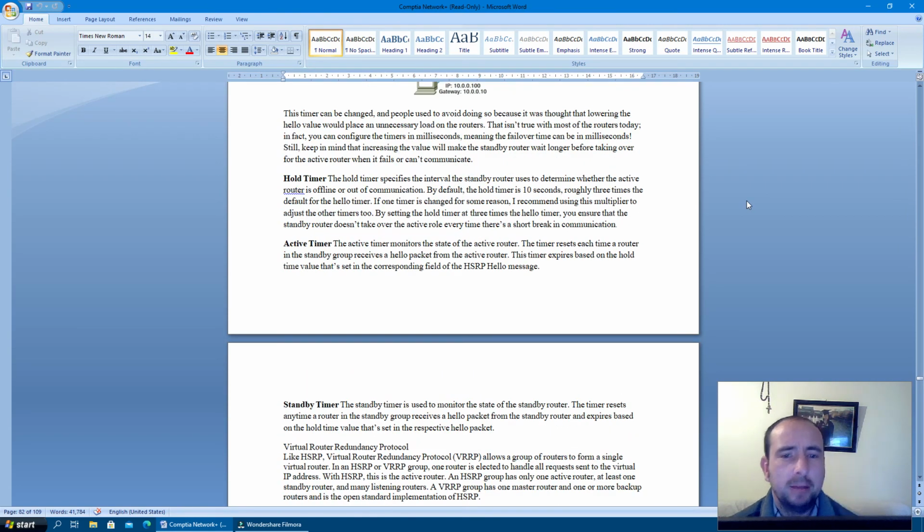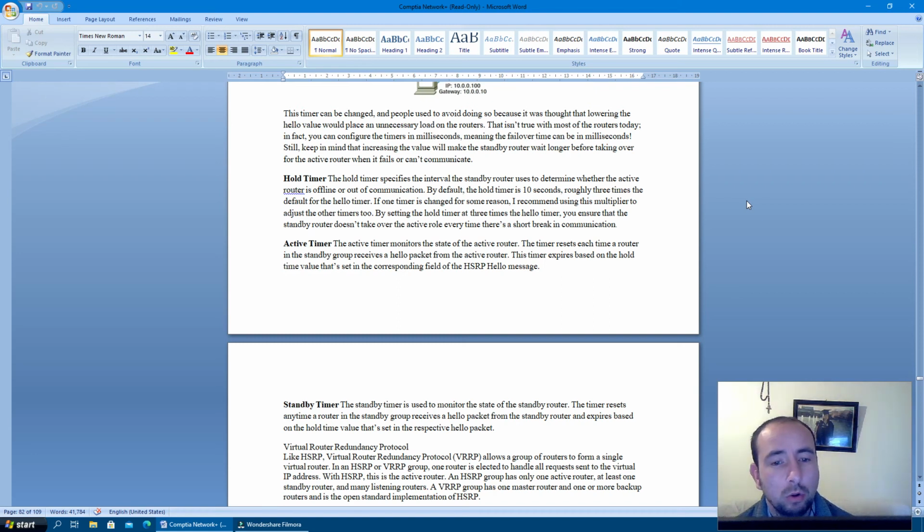The timer can be changed, and people used to avoid doing so because it was thought that lowering the hello value would place an unnecessary load on the routers. This isn't true. With most of the routers today, in fact, you can configure the timers in milliseconds, meaning that failover time can be in milliseconds. Still keep in mind that increasing the value will make the standby router wait longer before taking over for the active router when it fails or can't communicate.